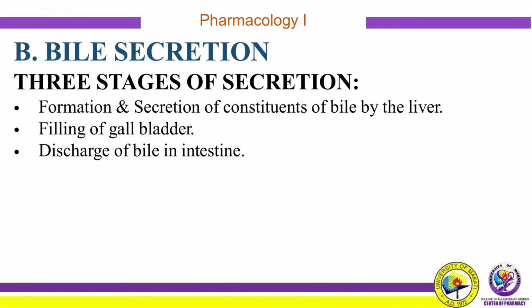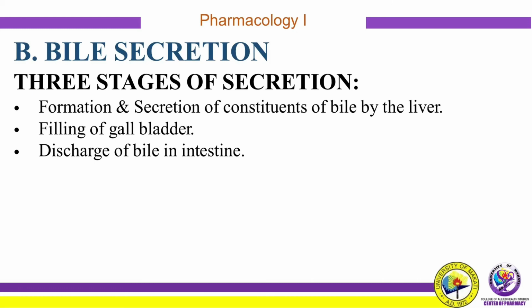Secretion occurs in three stages. One is formation and secretion of the constituents of bile by the liver. Bile salts are synthesized in hepatocytes and transferred into bile canaliculi. Bile salts, along with glucose, amino acids, and bile pigments, are actively secreted into canaliculi. Next is filling of the gallbladder. Bile then passes through the biliary tree and ultimately to the hepatic duct, and then it reaches the gallbladder, where it is concentrated and stored temporarily.